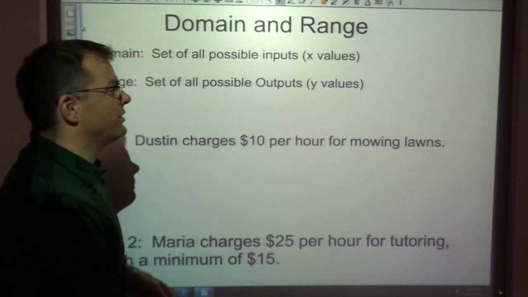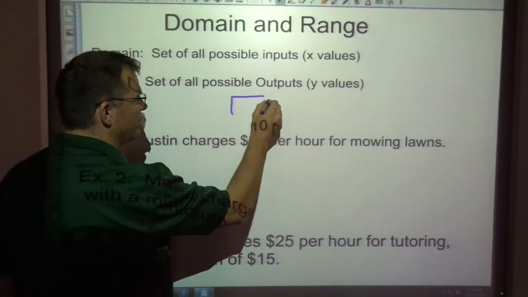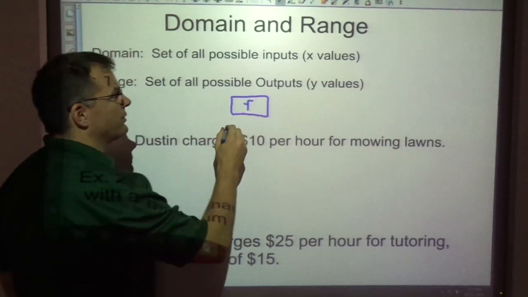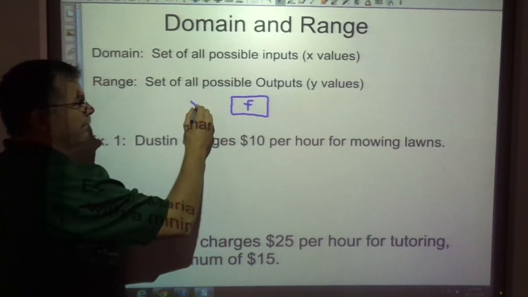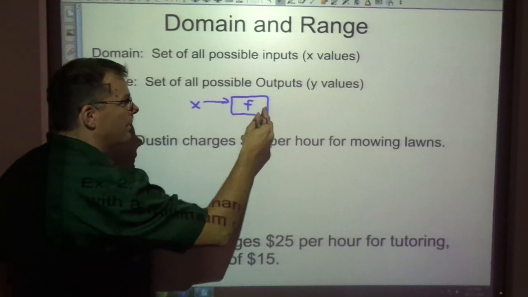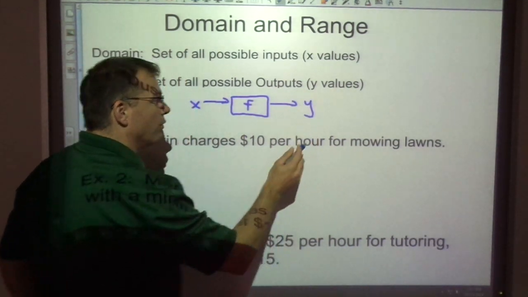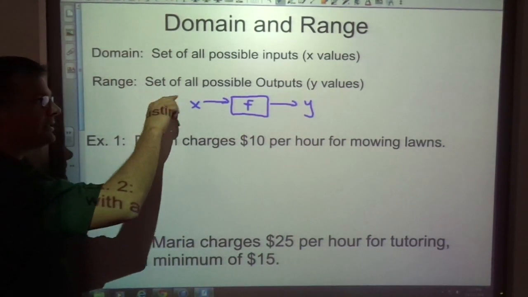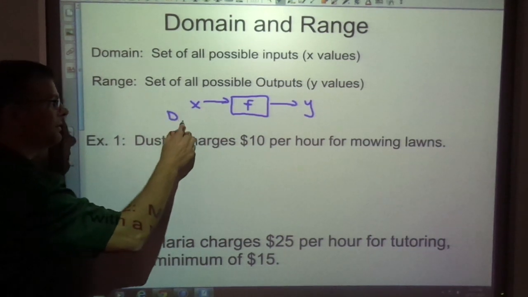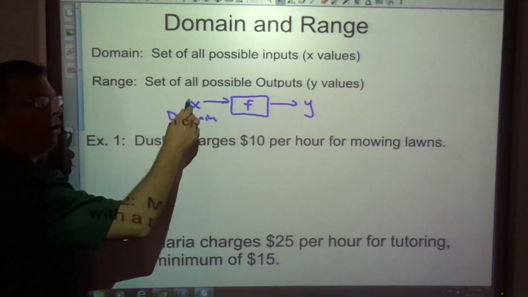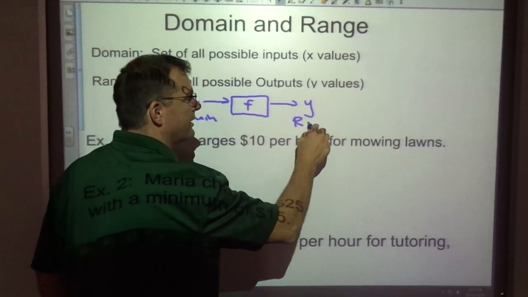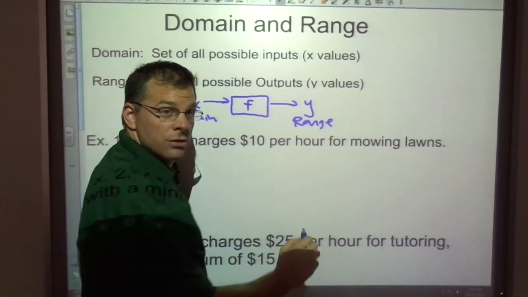We've talked about functions like this, that you have this function machine of some sort, and here's our function, and we have some x values that go in, and we have y values that come out. All the possible things that could go in is the domain. All the possible things that could possibly come out is the range.